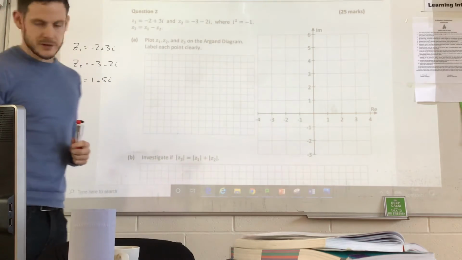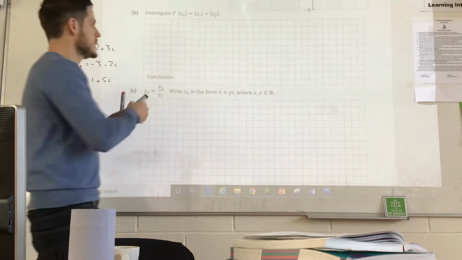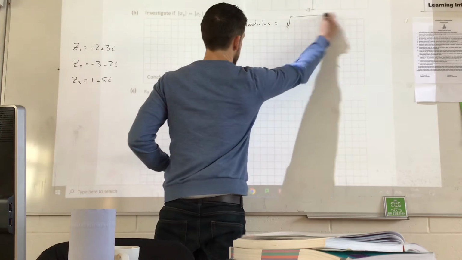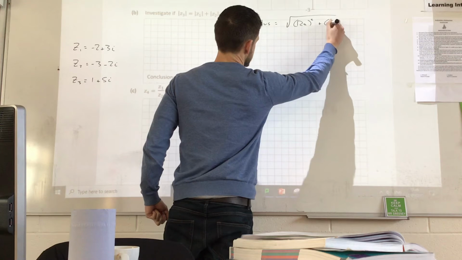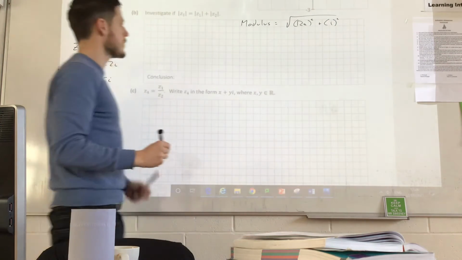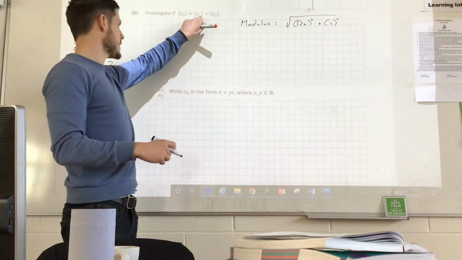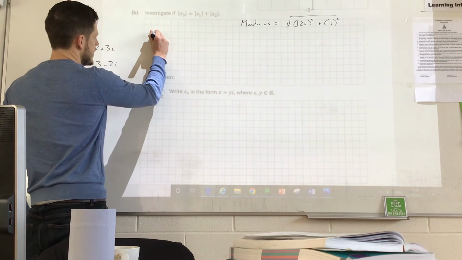So, part 2 has these little lines here, which is my distance, or my modulus. And remember, the modulus is the square root of the real number squared plus the imaginary number squared. So it's my real and my imaginary parts put together squared. So it says investigate if the modulus of z3 is equal to the modulus of z1 plus the modulus of z2. Well, let's just work out the modulus of each of them. So start off with z3.